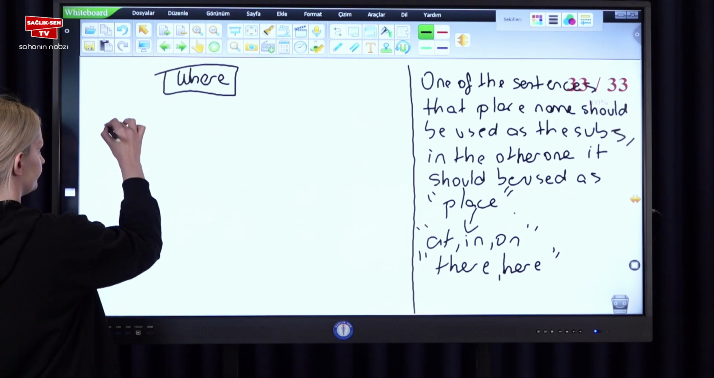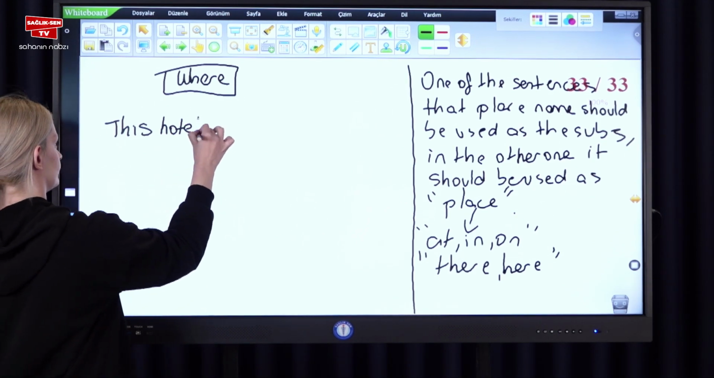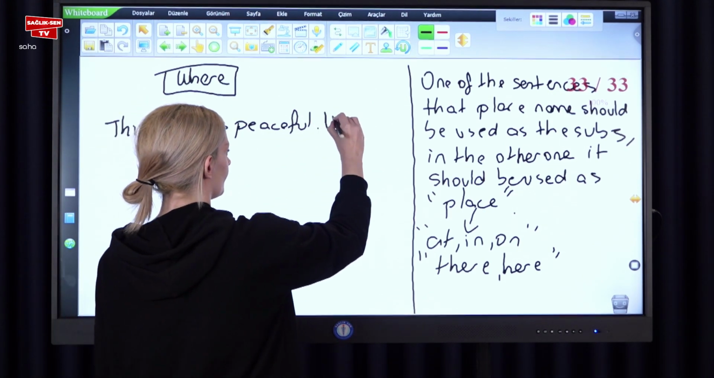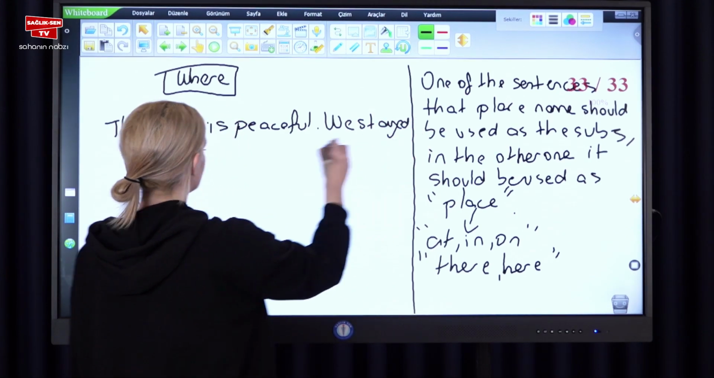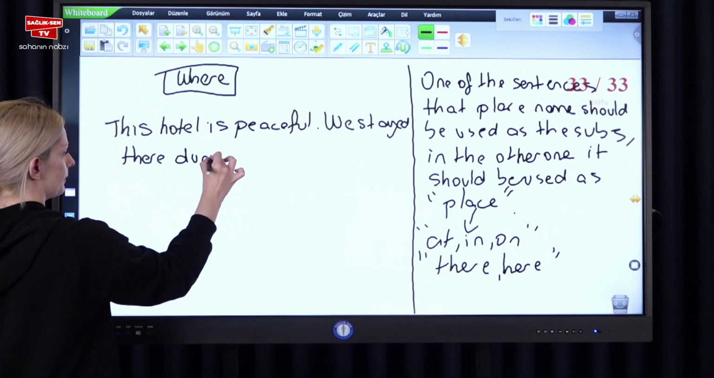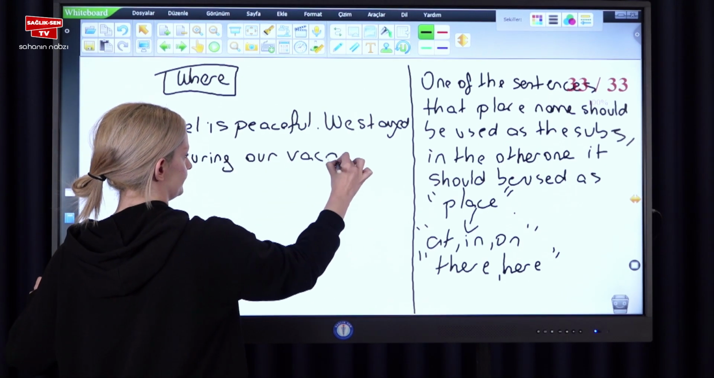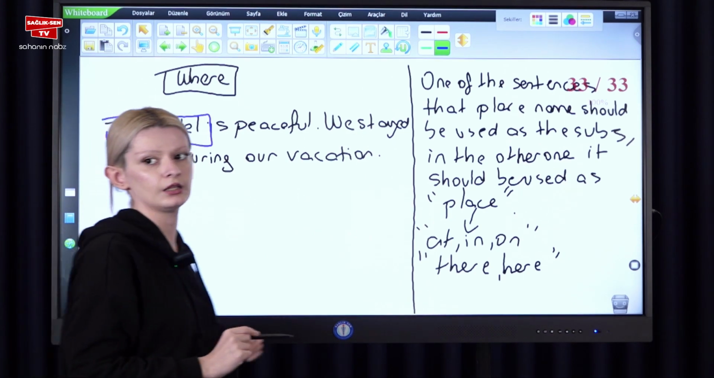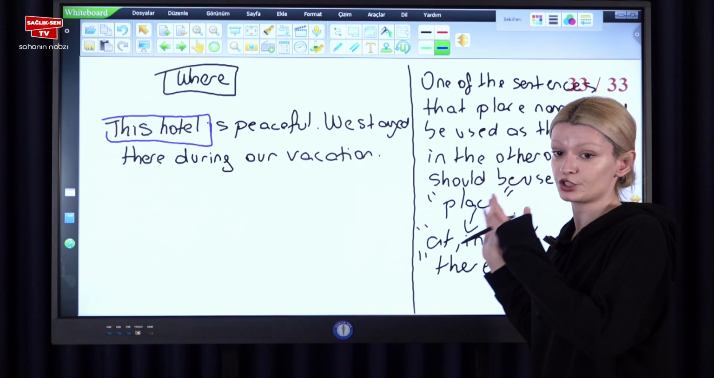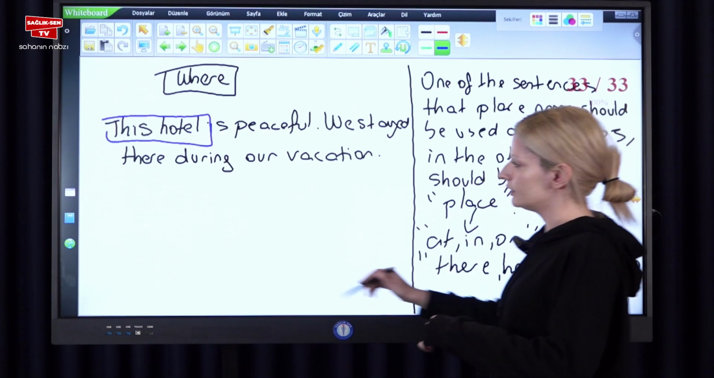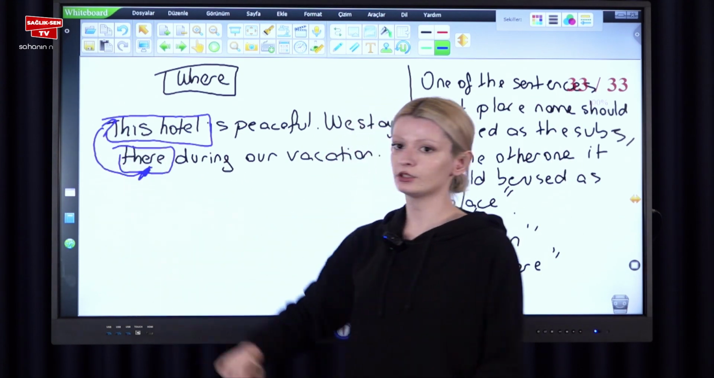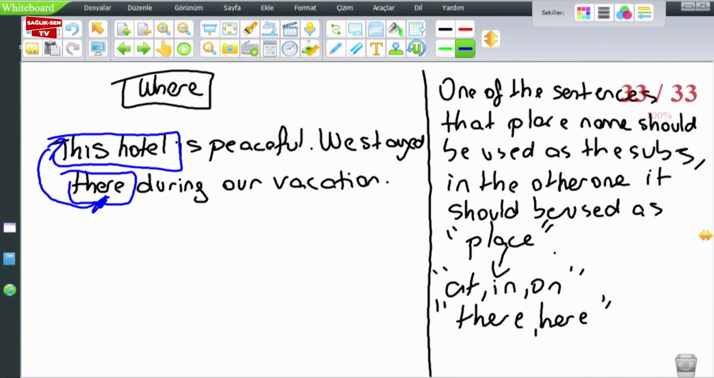For example, this hotel is peaceful. We stayed there during our vacation. In the first sentence, this hotel is used as the subject of the sentence, which as we clarified. And in the second sentence, this there refers to this hotel in the first sentence, which is used as a place meaning, which checks all the boxes we need.